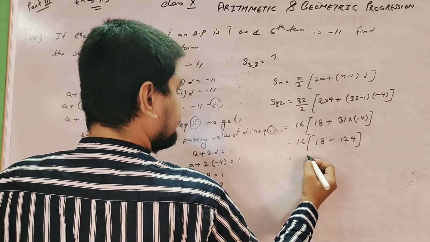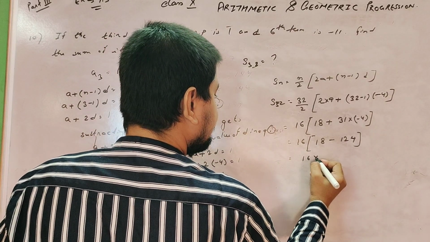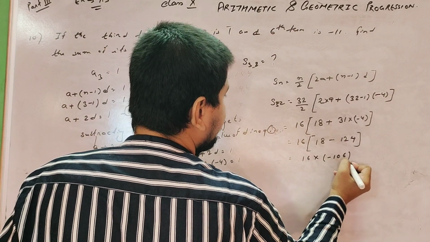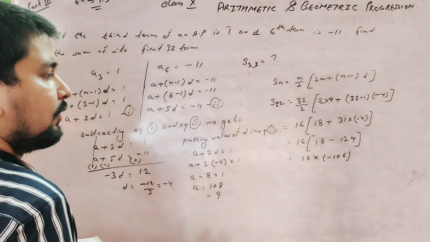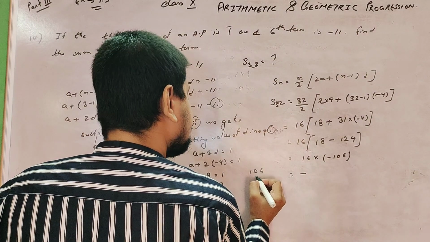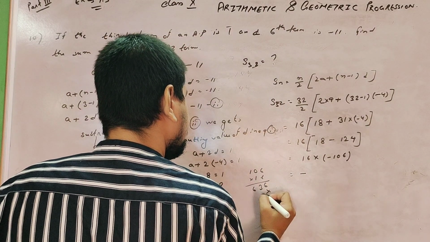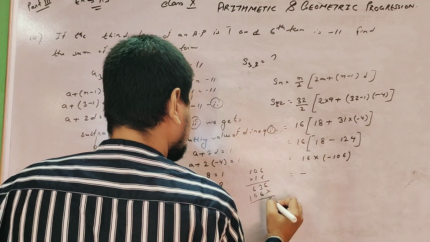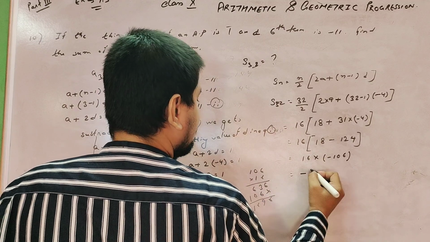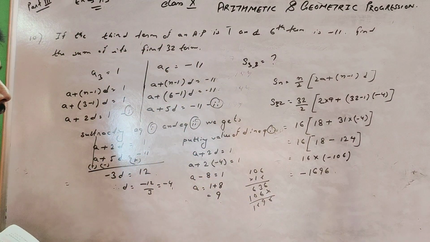So 16 into minus 106. Okay, so minus 106 into 16, minus 1696. Okay, note.